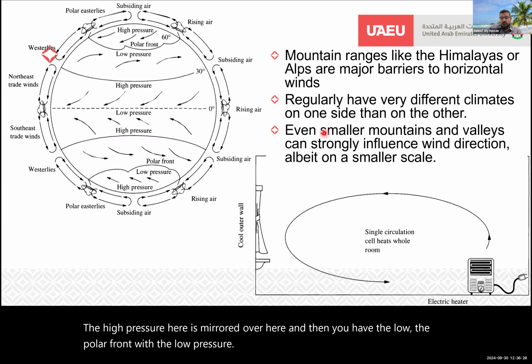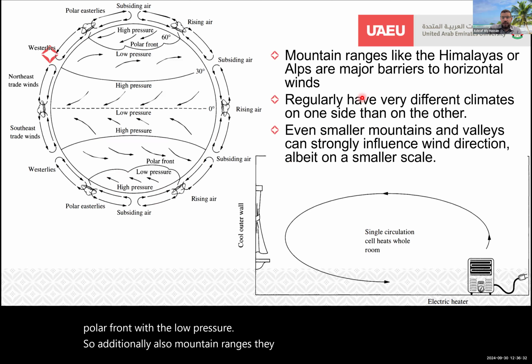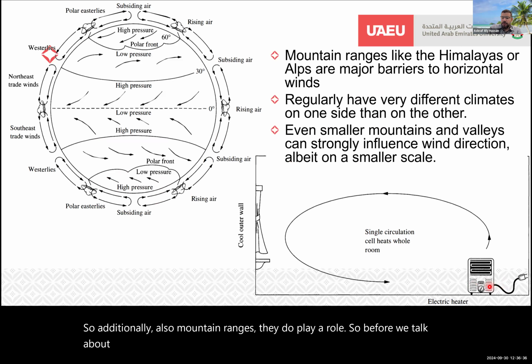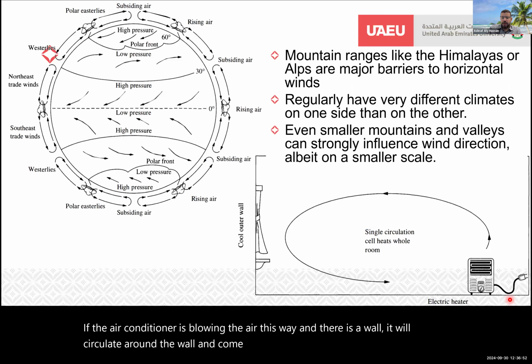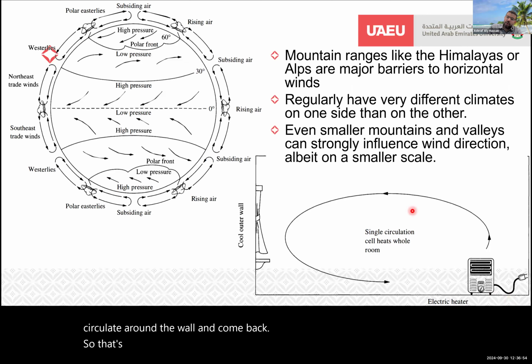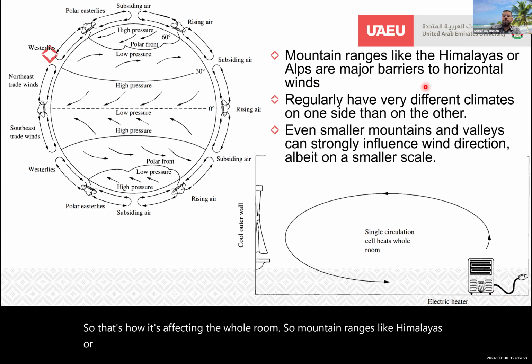So additionally, mountain ranges also play a role. Before we talk about mountain ranges, think about a heater or air conditioner that you have in a room. If the air conditioner is blowing the air this way and there is a wall, it will circulate around the wall and come back. So that's how it's affecting the whole room. So mountain ranges like the Himalayas or Alps are major barriers to horizontal winds.